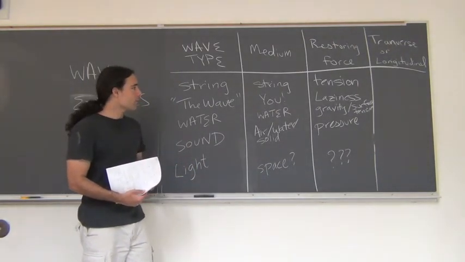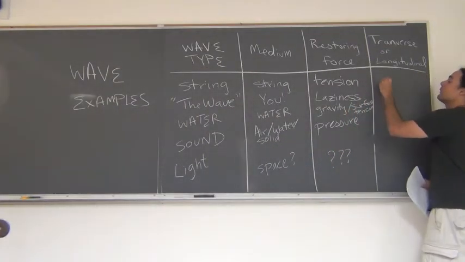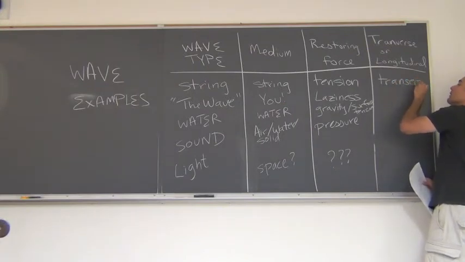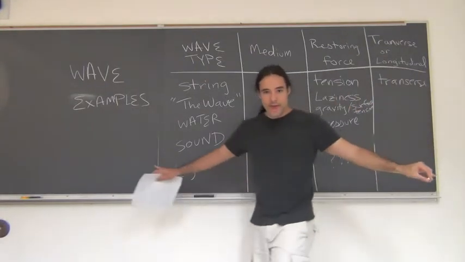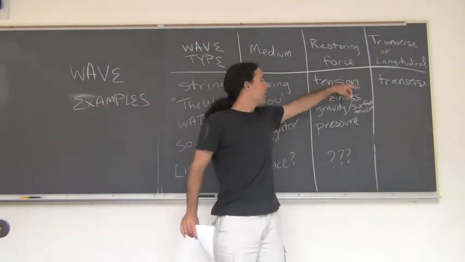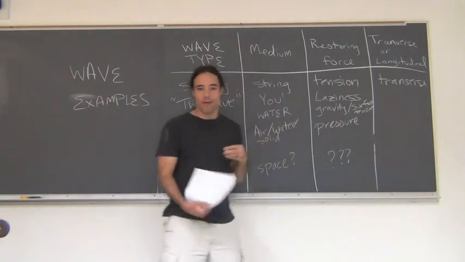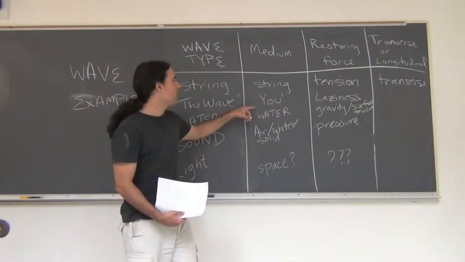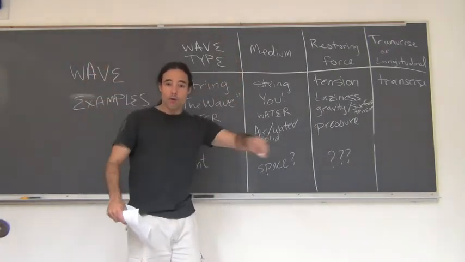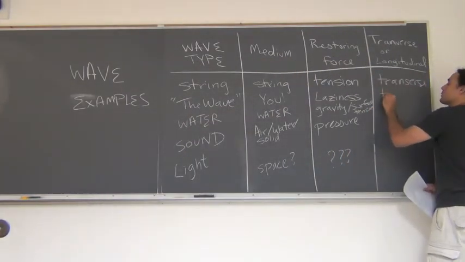Well, for a string, we're talking about a guitar string, that would definitely be a transverse wave. Because as the wave is going along, if I'm looking at a guitar string, the string is vibrating up and down, but the wave might be traveling left and right. For you, for the ballpark wave, you're going up and down, even though the wave is moving horizontally. So that would definitely be a transverse wave.